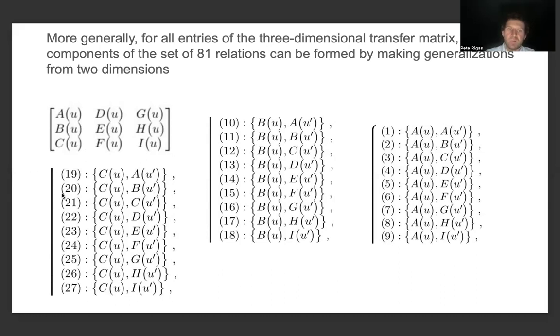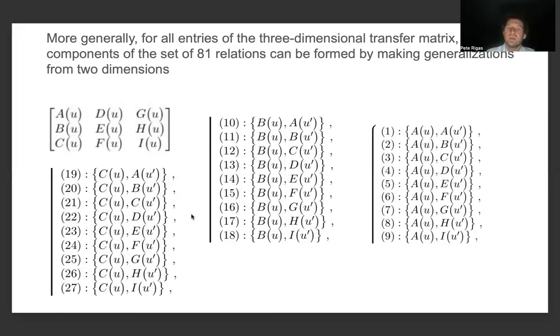And from the three-dimensional transfer matrix, like we had mentioned on the last slide, we can look at relations 19 through 27 from the set of 81 relations, which involve as the first argument in the Poisson bracket C of U, from the entry which appears in the first column, first row of the three-dimensional transfer matrix, and how we can extrapolate that to all remaining entries of the three-dimensional transfer matrix with entries of the U prime three-dimensional transfer matrix to obtain, as we show here, relations 10 through 18, which involve B of U as the first argument in the Poisson bracket, and as in the case with relation 21, which appeared between C of U and C of U prime as the two respective arguments in the Poisson bracket.